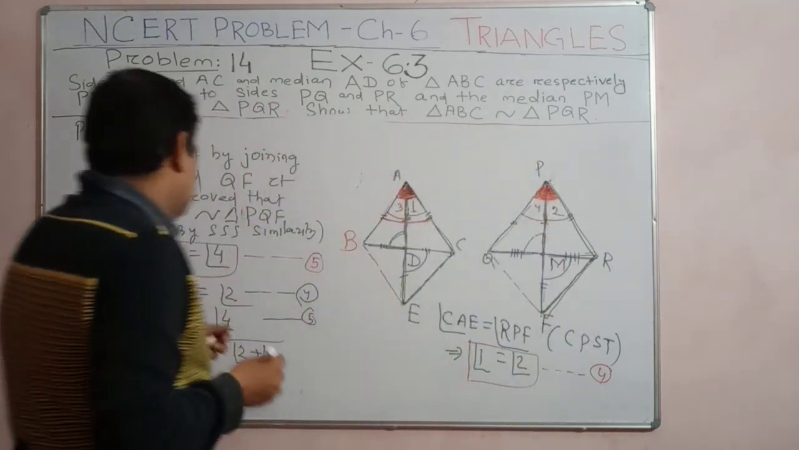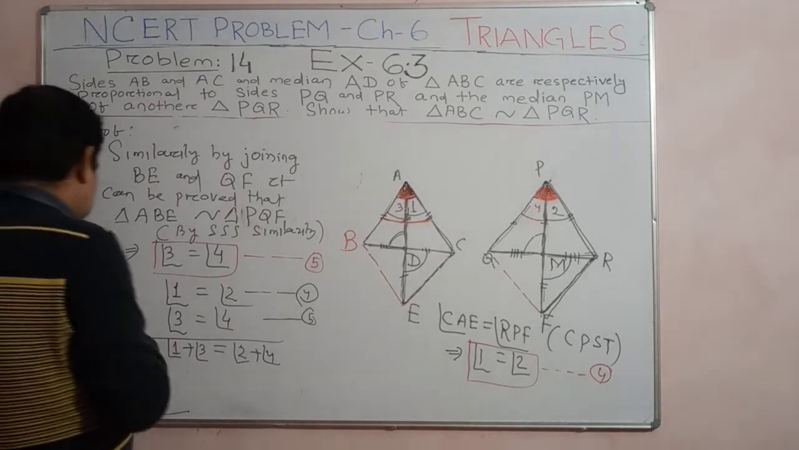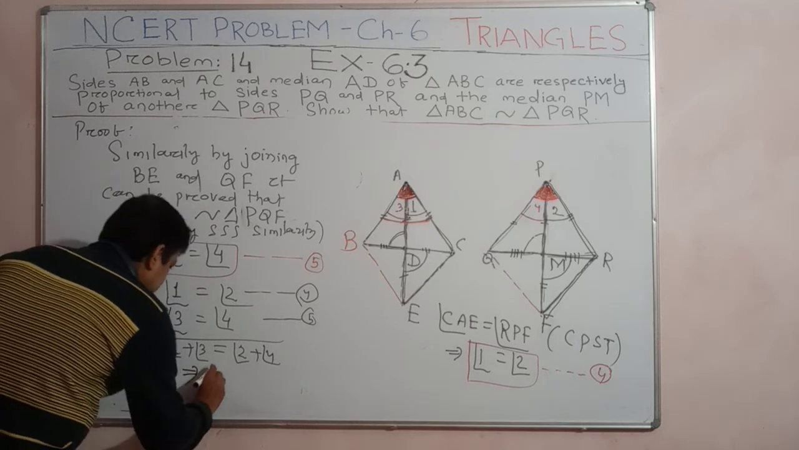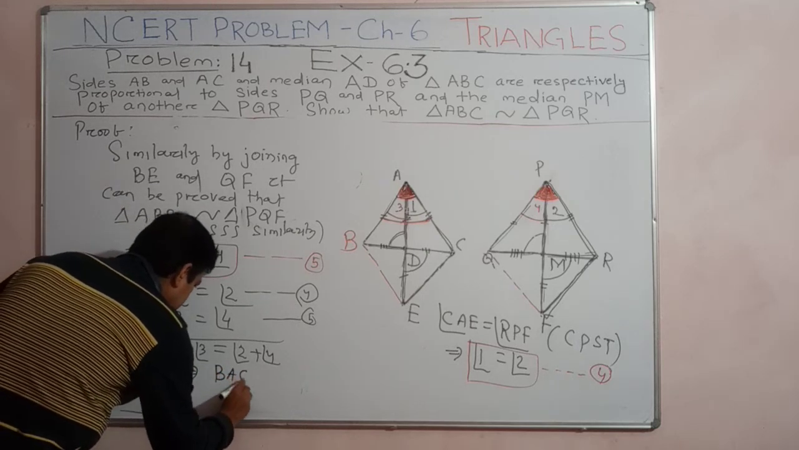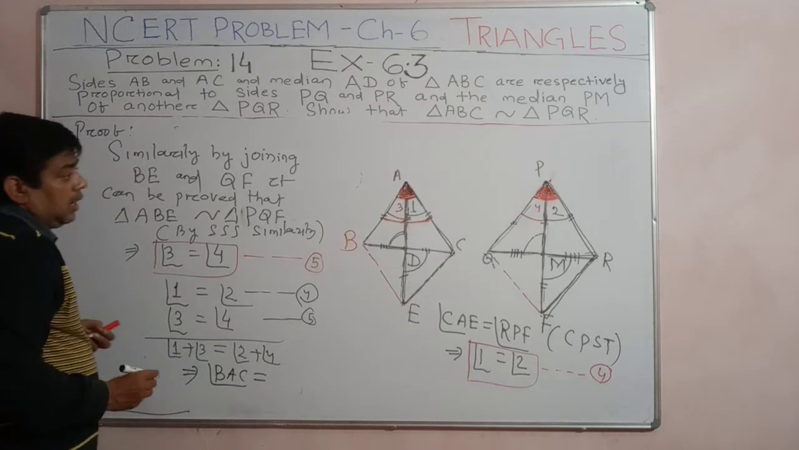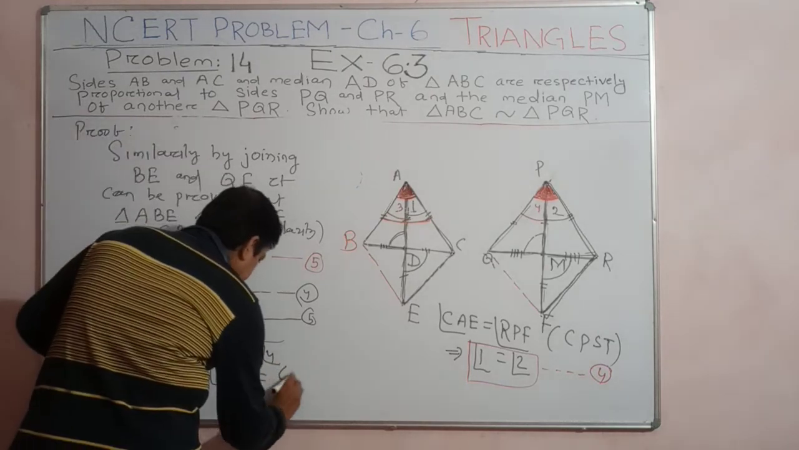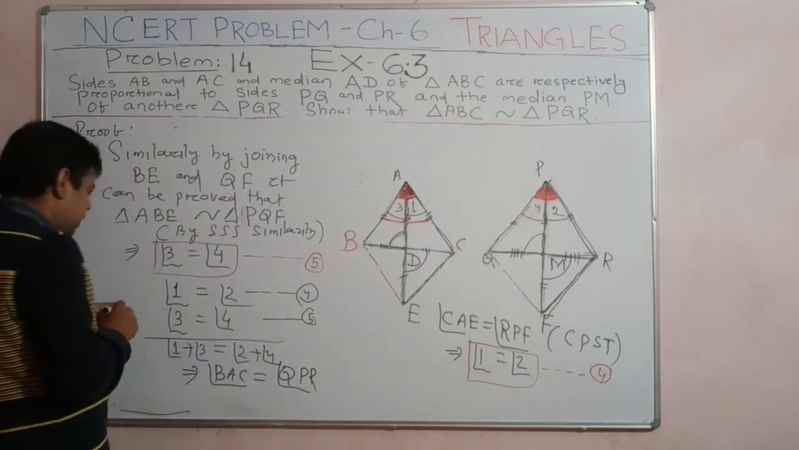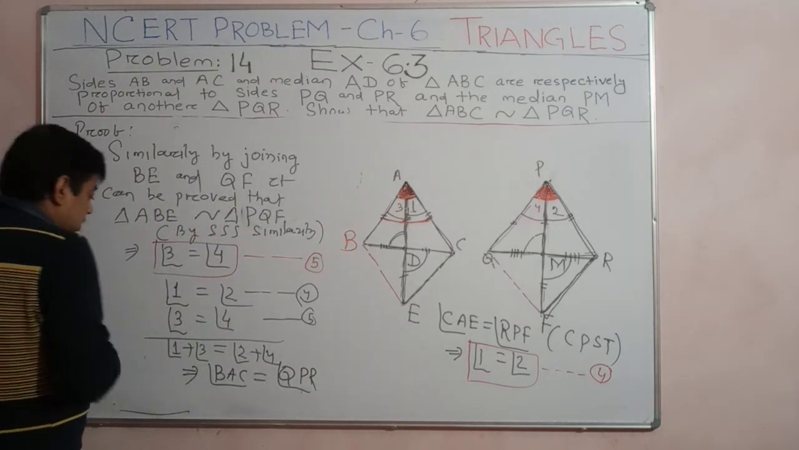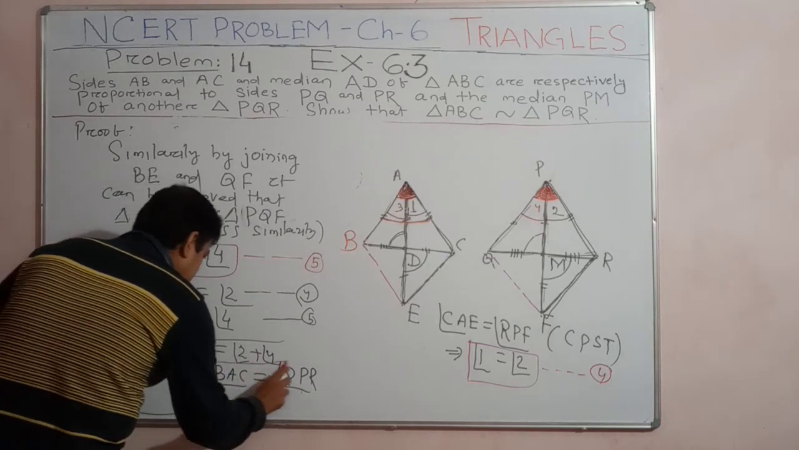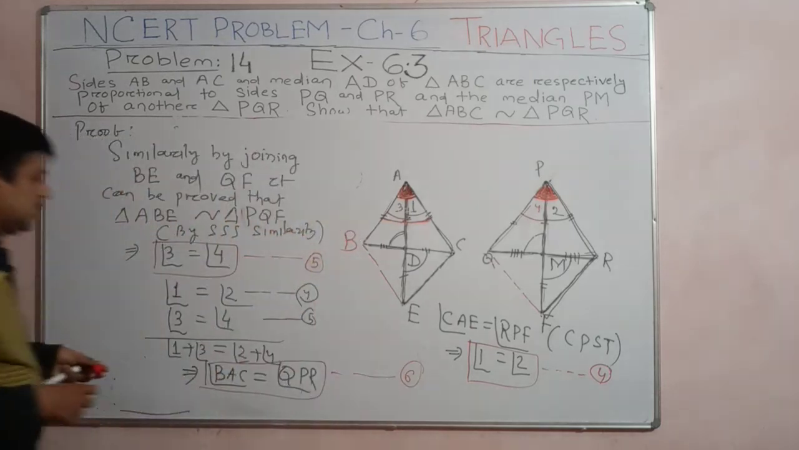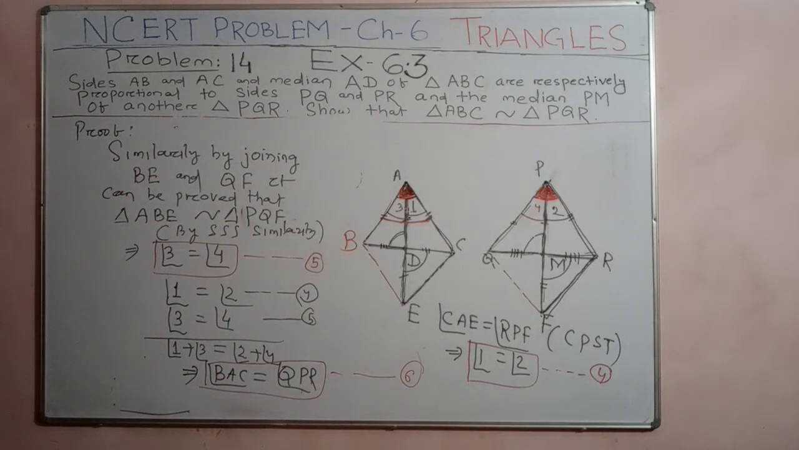Angle QPR. Okay. So angle 1 plus angle 3 is called which angle? BAC angle. And angle 4 plus angle 2 is equal to angle QPR. Okay. And this is another important point we got, and this is equation number 6. Understand? Okay, understand up to this?